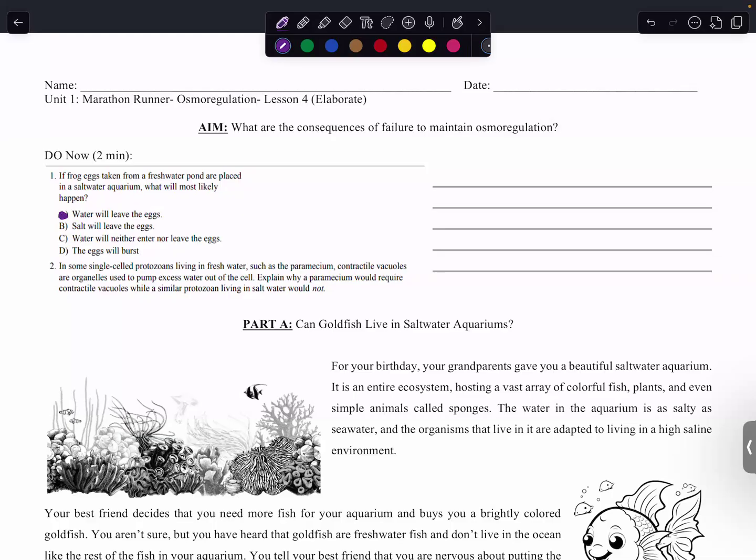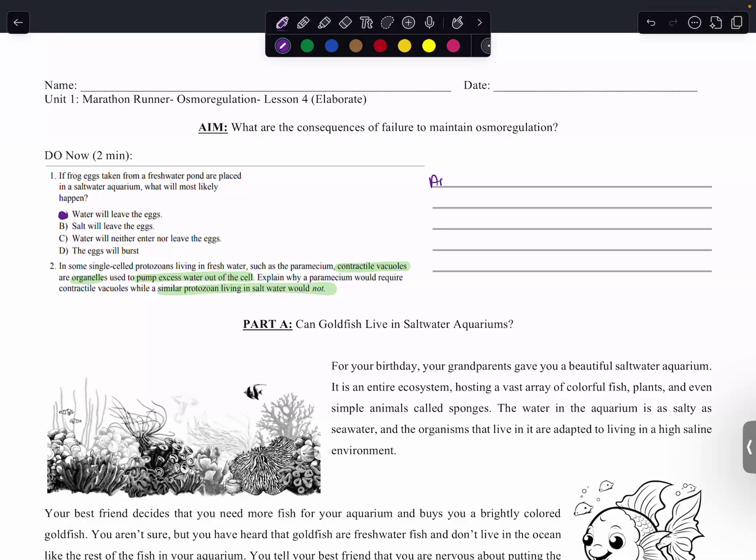aquarium. Now, if we look at number two, it says in some single-celled protozoans living in freshwater, such as the paramecium, contractile vacuoles are organelles that help to pump excess water out of the cell. Explain why a paramecium would require contractile vacuoles, while a similar protozoan living in salt water would not, right?